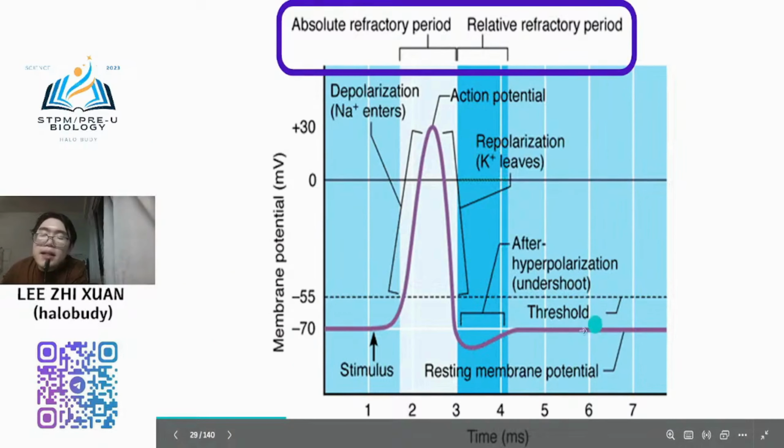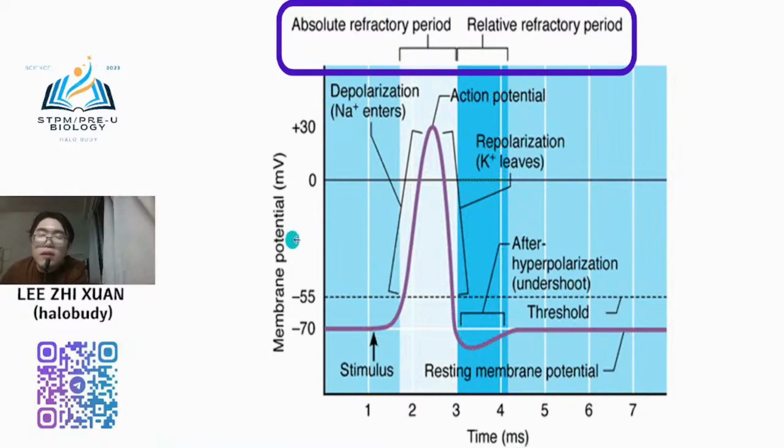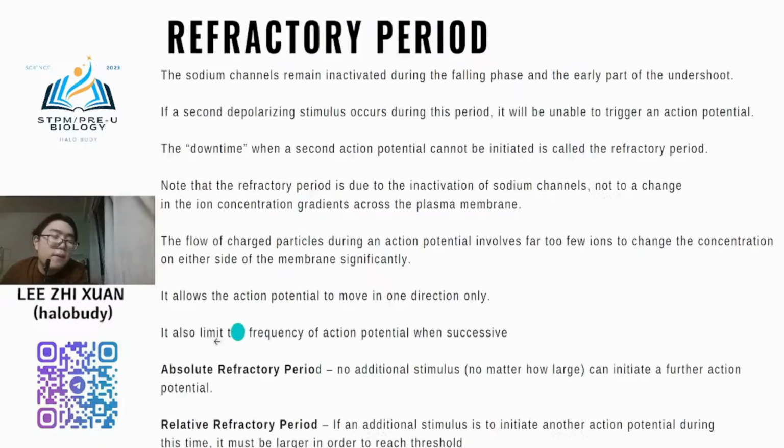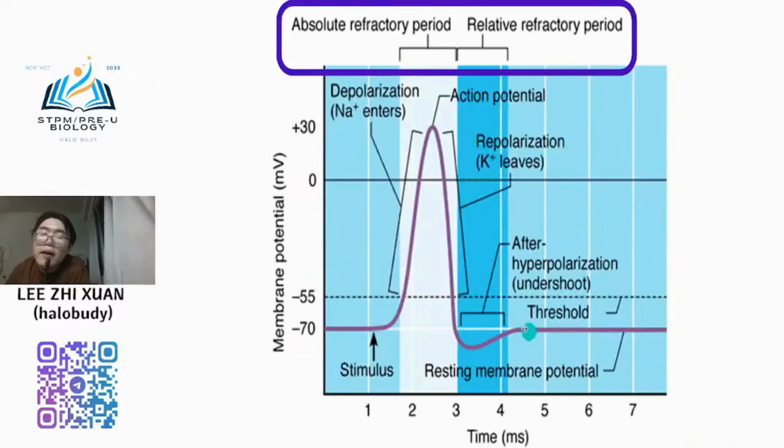When there is a stimulus here, it will not go back much. Cannot, it will not go in the reverse direction. If it went in the reverse direction, then there would be a problem. It also limits the frequency of action potentials in succession. This one I just mentioned. We limit it, it cannot be too high.